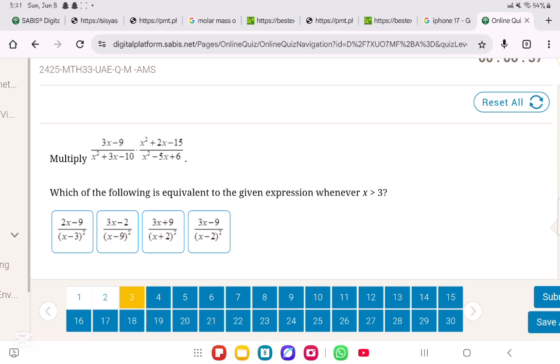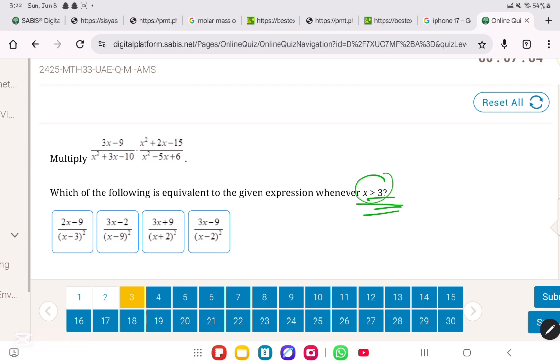Which of the following is equivalent to the given expression whenever x is greater than 3? Here they did not tell us that we need to find the condition for it to be rational or to actually make sense mathematically. They gave it to us, the condition that makes it logical mathematically. But what we need to do is find the simplified version.